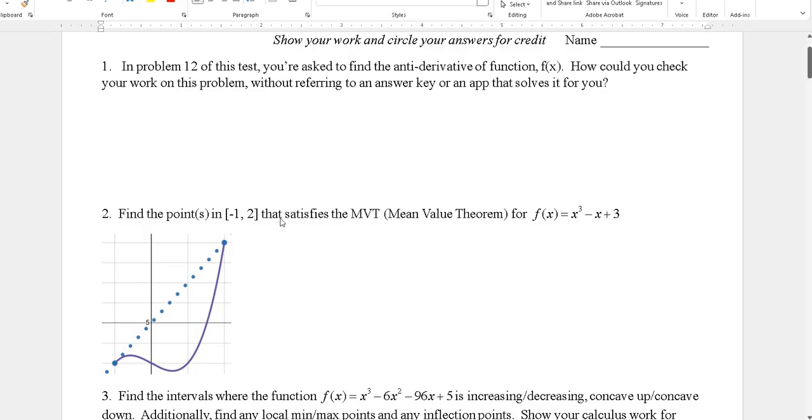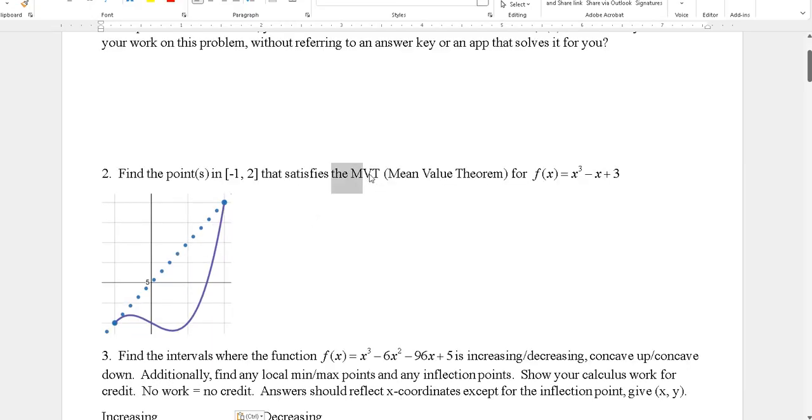You should be able to do the mean value theorem, so I would definitely practice that. This one is a nice polynomial function. It's basically just asking you, does it satisfy the mean value theorem? If so, find that point. Make sure you work in the interval -1 to 2. What is the mean value theorem saying anyways? What's the mean value theorem say?